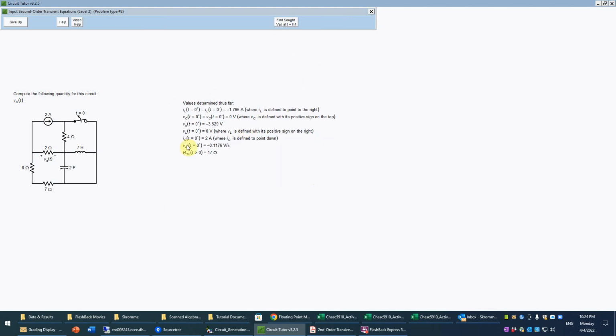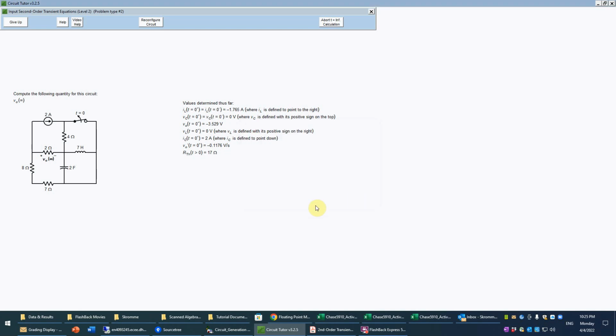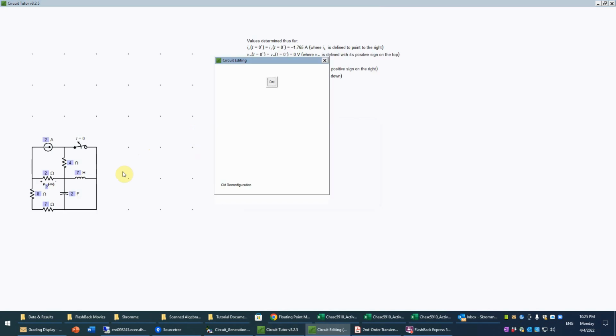Now the last part of the calculation we have to do before we find the transient is to analyze at t equals infinity. So I'll click there. And once again, it's going to change the labeling to be t equals infinity, and this is something you would do on paper if you were doing it manually. And then I go into reconfigure the circuit, which is something, again, you would just do on paper if you were doing it that way.